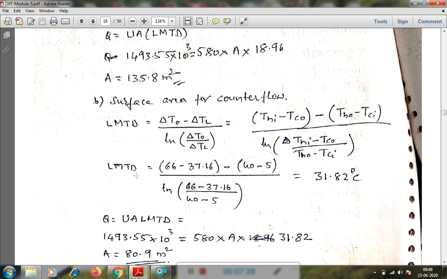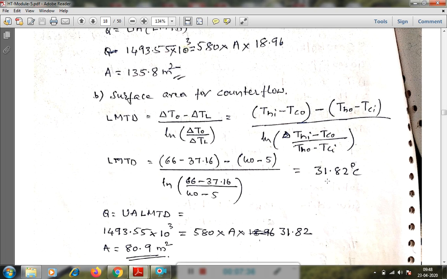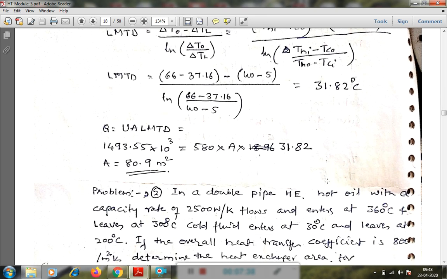From this, since we know all the temperatures, we can find out the LMTD as 31.82 degrees Celsius. Then Q is equal to UA LMTD. This Q we already have, 1493.55 kilowatt. In terms of watt, we will take 580 as the overall heat transfer coefficient, A is the area, and this one is the LMTD temperature. Then from that, we will get the area as 80.9 meter square.